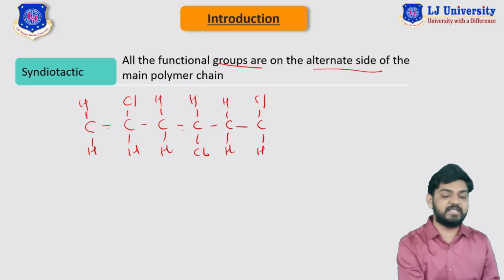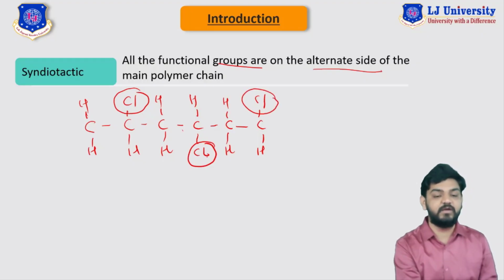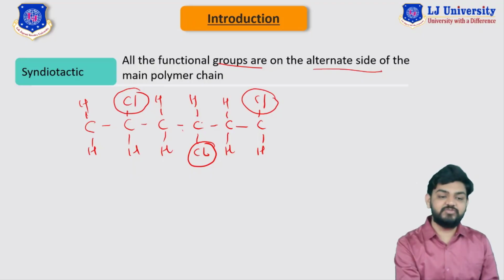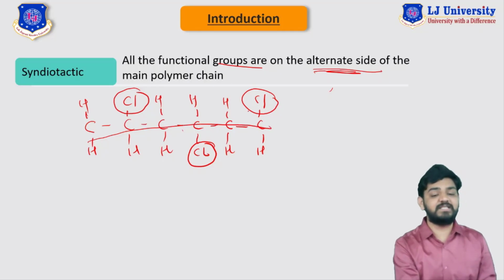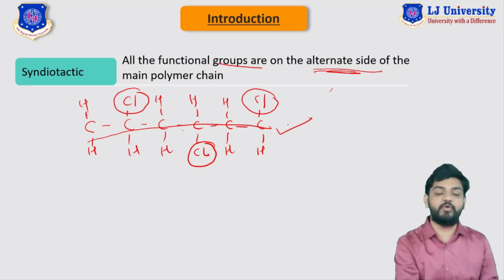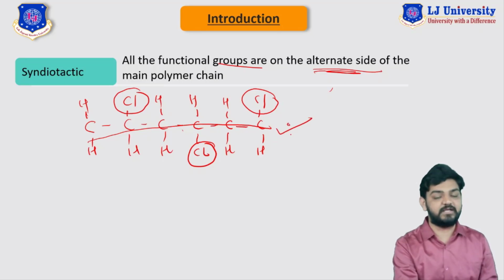So you can see that the chlorine groups are in alternating positions like this. Here is one, and the last one is here. So in the syndiotactic arrangement, all the functional groups, here the chlorine groups, are on alternating sides of the polymer chain. This is the polymer chain and the chlorine is on alternating sides. So we can say that this particular arrangement of a polymer is syndiotactic.